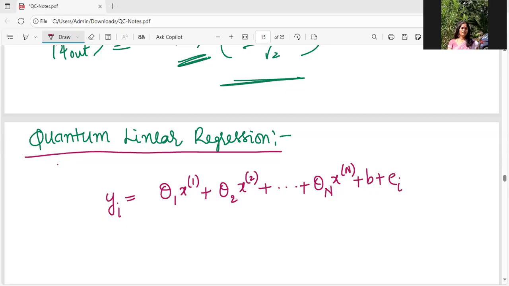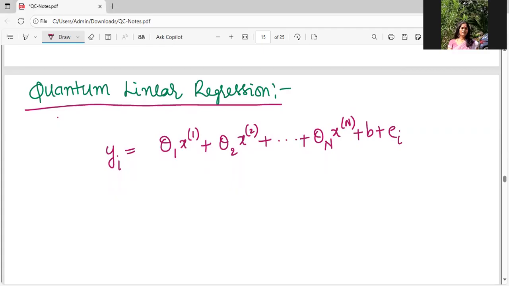Okay. Hello, everyone. Let us see how things will go with quantum linear regression. All of us are aware of linear regression and the properties involved with the regression coefficients, etc. What exactly is linear regression?